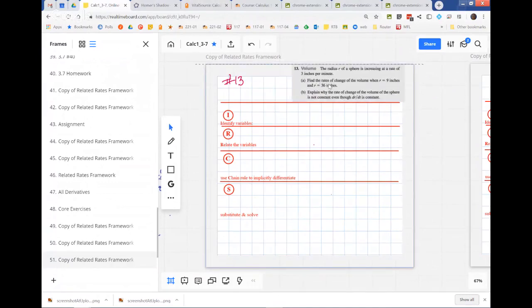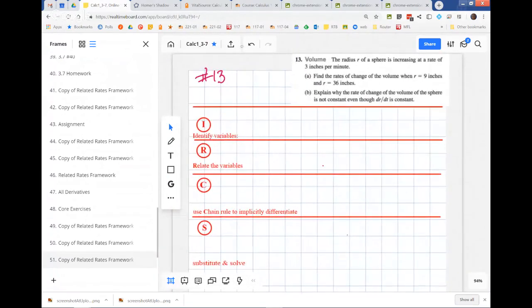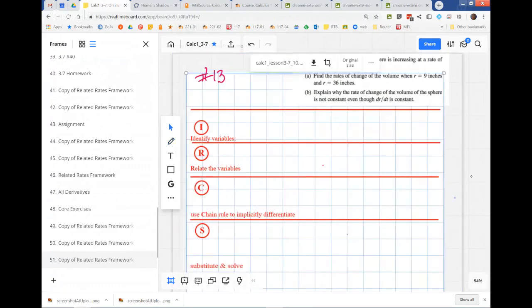Okay, so here's our problem. Make it a little bit bigger. The radius r of a sphere is increasing at a rate of 3 inches per minute. Can you interpret that right away? So that means dr/dt equals 3. Find the rate of change of the volume when r equals 9. That's given.